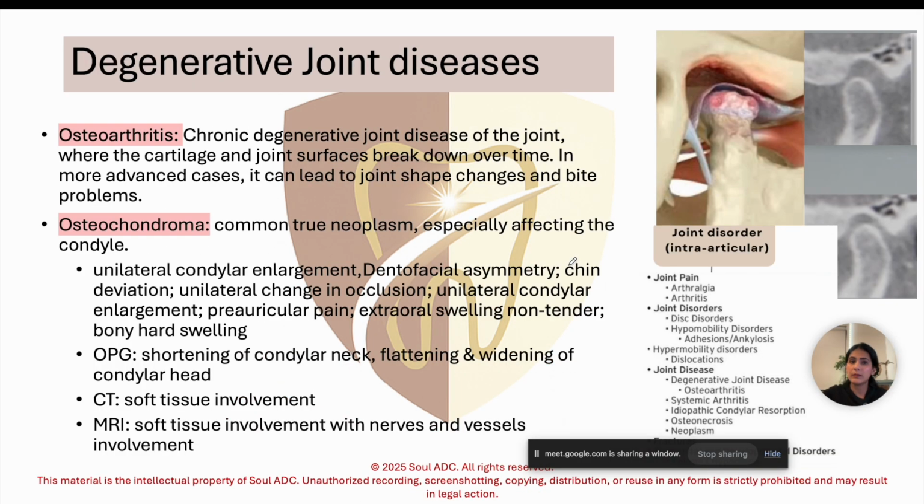Now let's discuss degenerative joint diseases. So we have discussed these conditions.